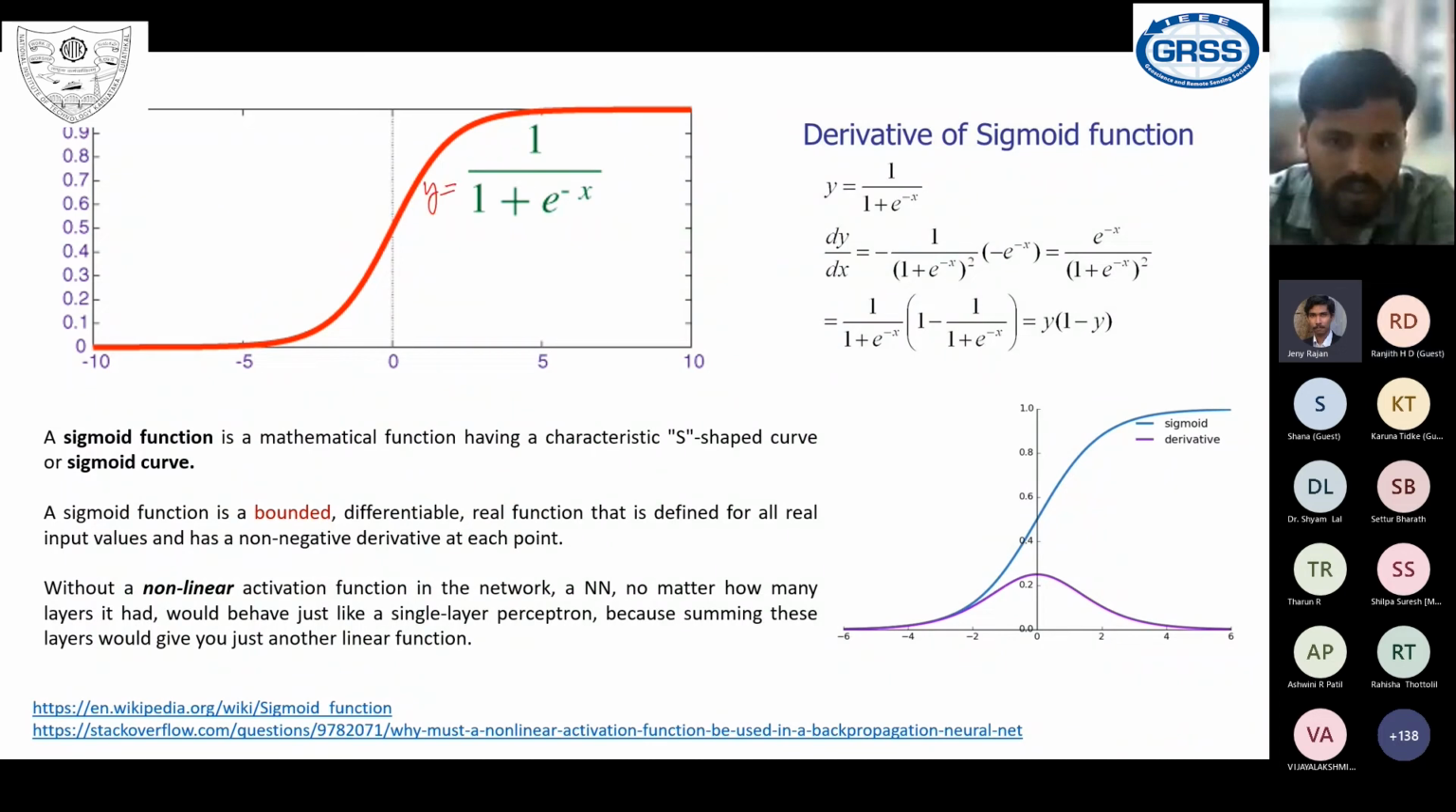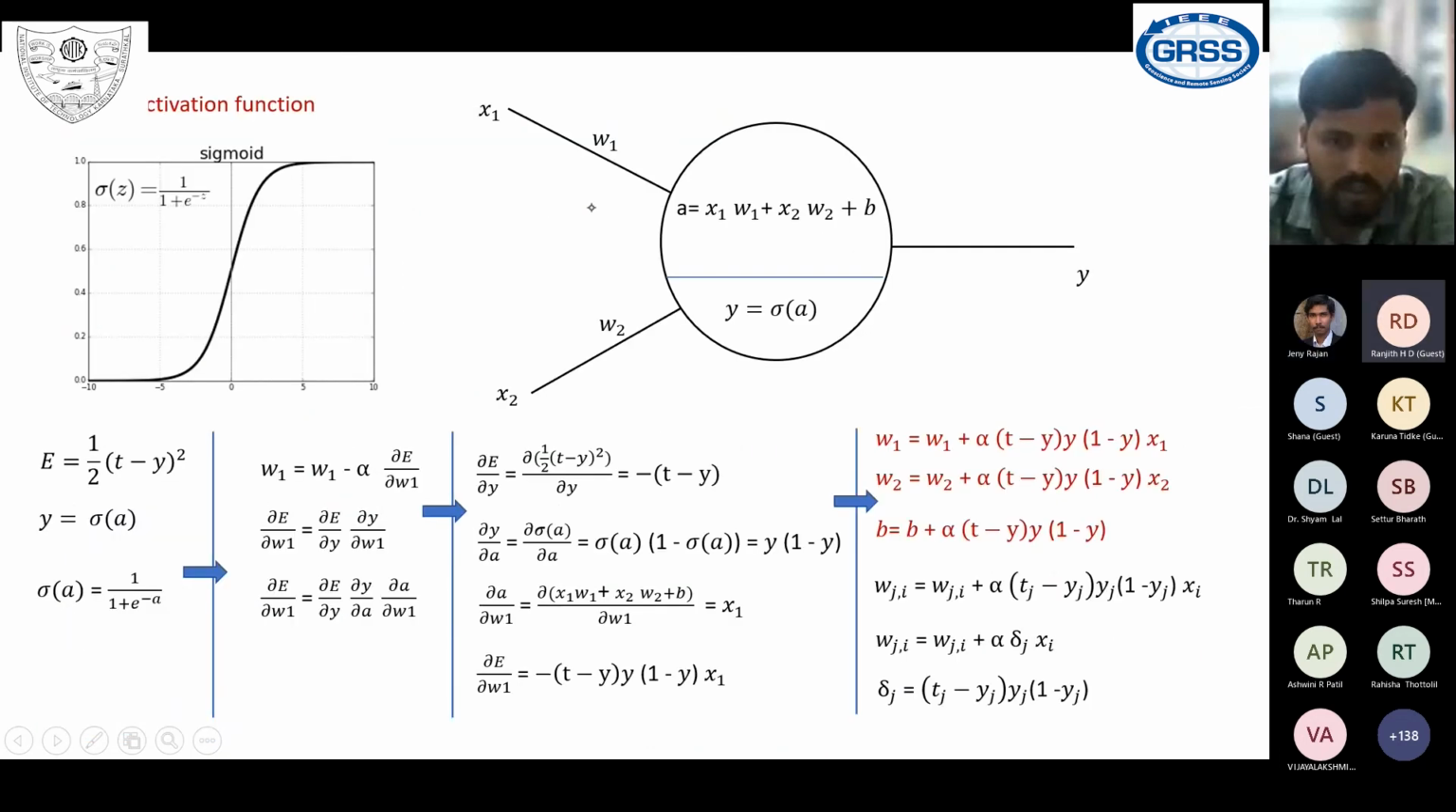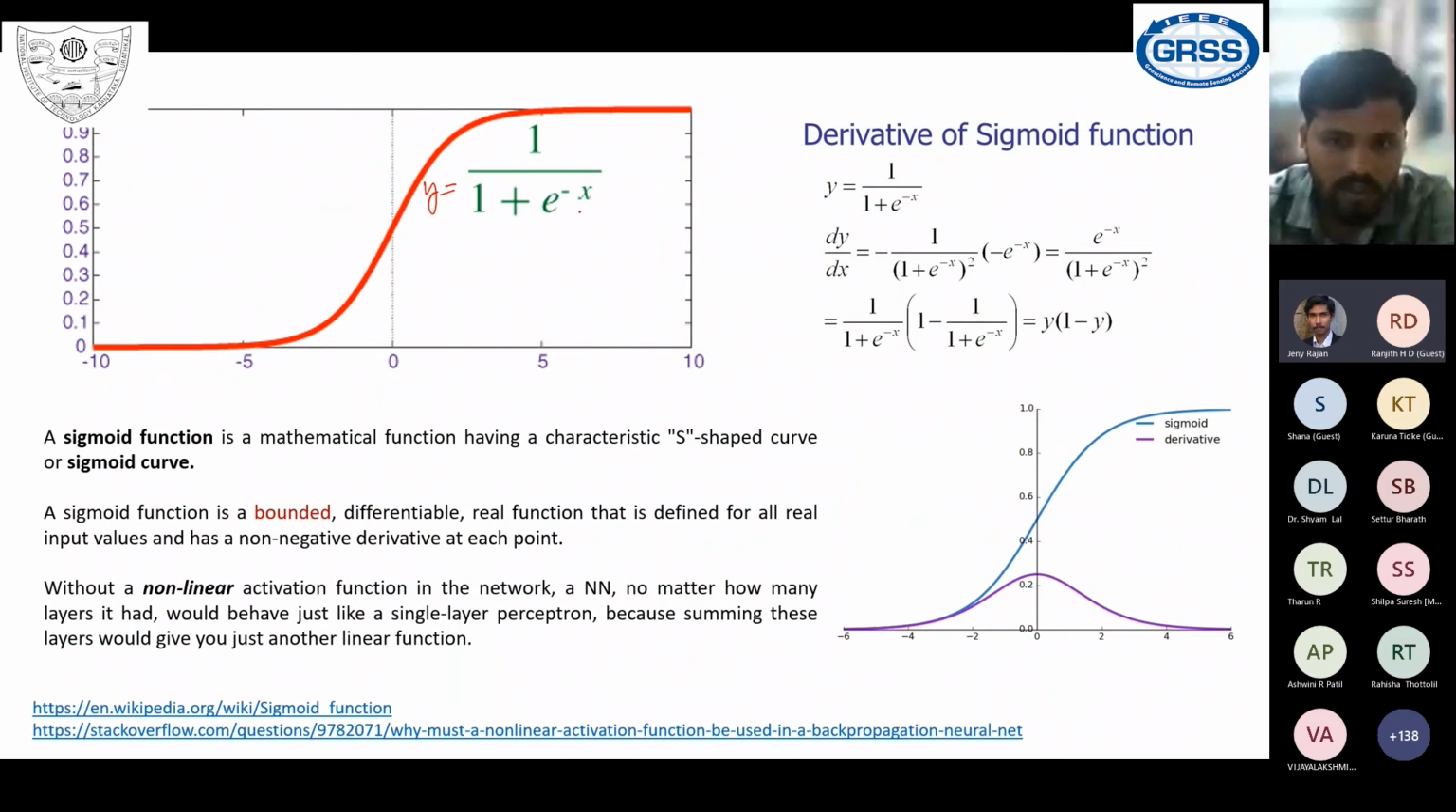y is equal to 1 divided by 1 plus e raised to minus x, where x is the input and y is the output. And this is the shape of the sigmoid function. It is S-shaped. You can see that we will get an S-shaped curve. When the value of x tends to infinity, y tends to 1. You can see it here. When the value of x tends to minus infinity, y tends to 0.